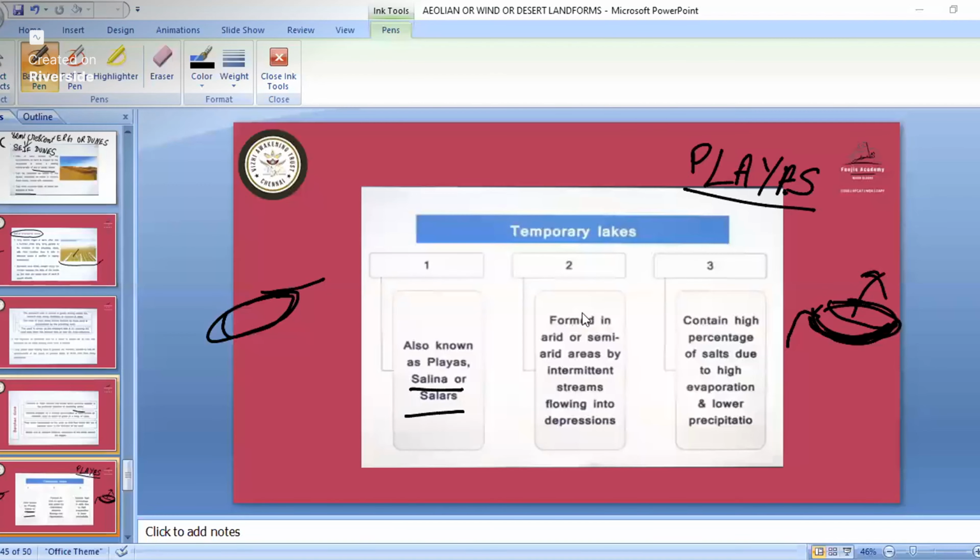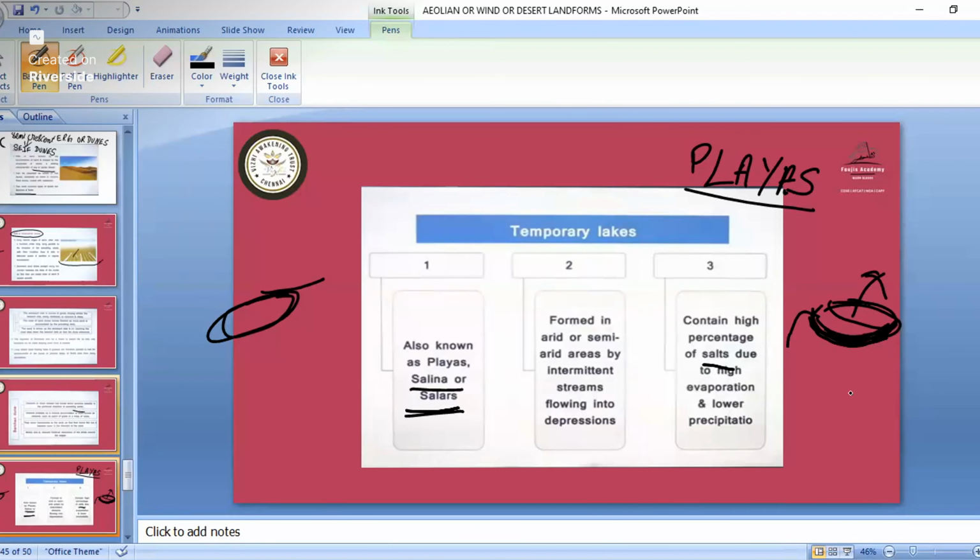So here we studied the Seif dunes, Barchan dunes, and now the playa lakes. Playas are also known as salars or salinas. They form in arid or semi-arid areas by intermittent streams flowing into depressions. When such a depression is made, water flows in, or due to rain we have deposition of water. That type of depression is known as a playa lake. They contain a high percentage of salt due to high evaporation and low precipitation.